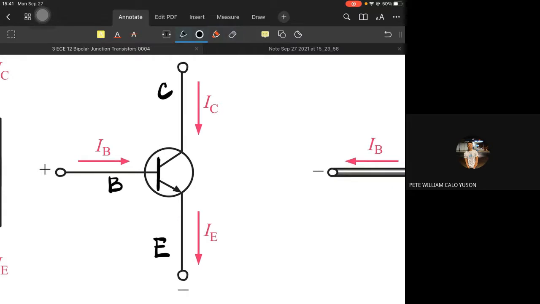Now, kini atong pirmi gamiton nga symbol for the BJT. The symbol for the NPN. Notice the current directions. So, we have three currents involved. We have IC, or the collector current, IB, the base current, and IE, the emitter current.